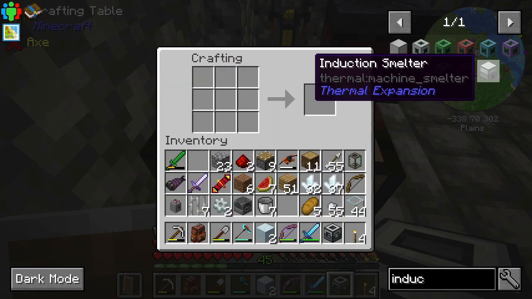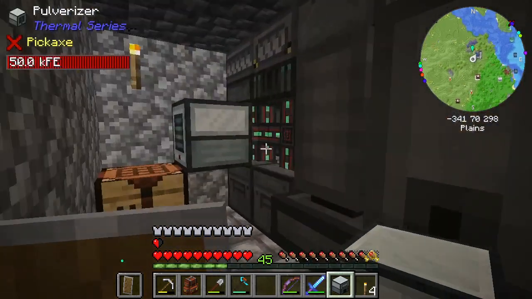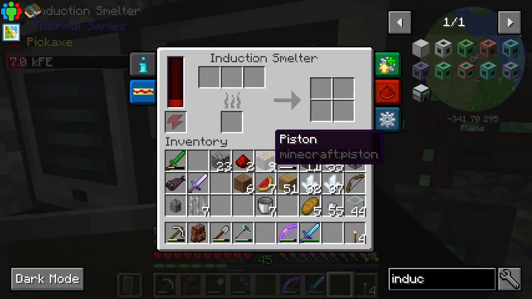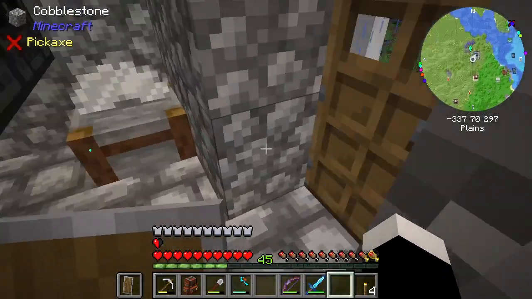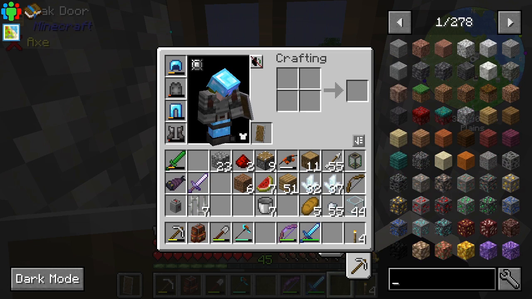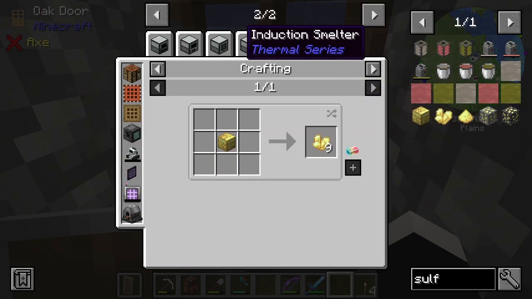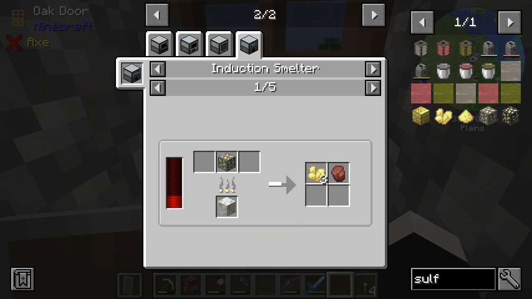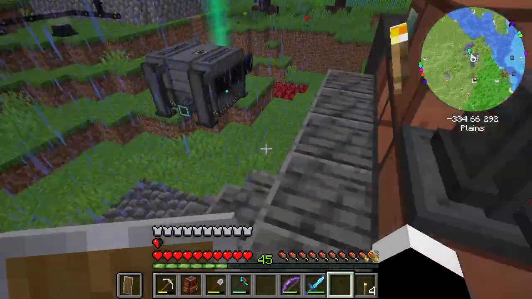Machine frame. And there. One induction smelter. I'll put that here. Come to think of it, I'll need more sand for it. Because the sulfur crystals, using them in the induction smelter, you need sand. Or rich slag. But you get rich slag from using the induction smelter.